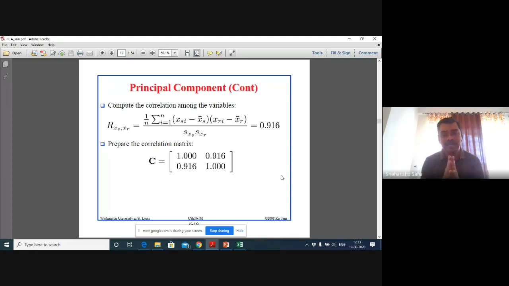Now look at this matrix carefully for a moment. It's a 2 by 2. The elements of this matrix are 1, 0.916, 0.916, and 1. Do you see anything special about this matrix, simply by visual inspection?